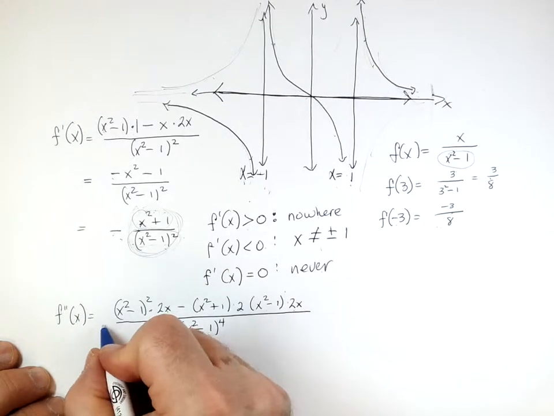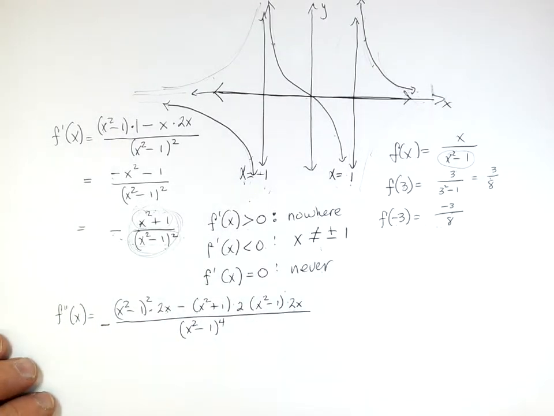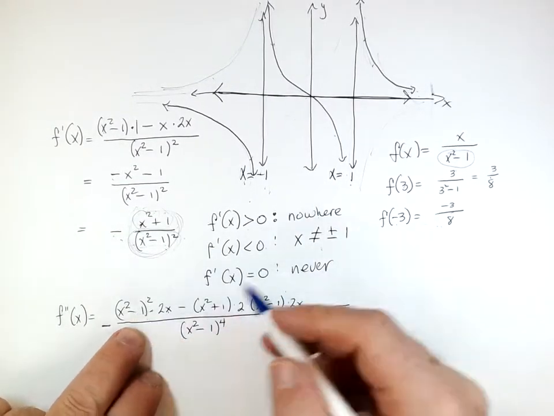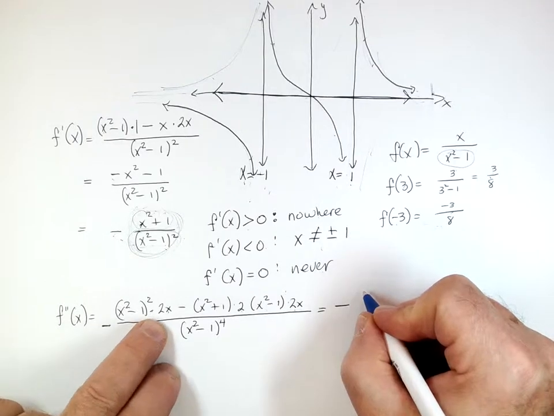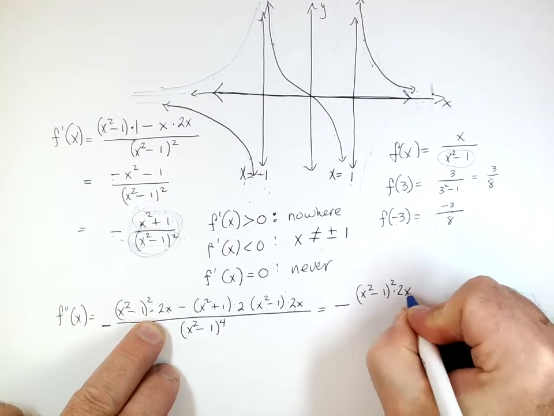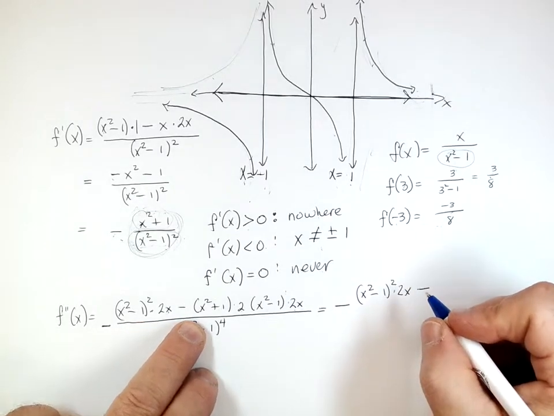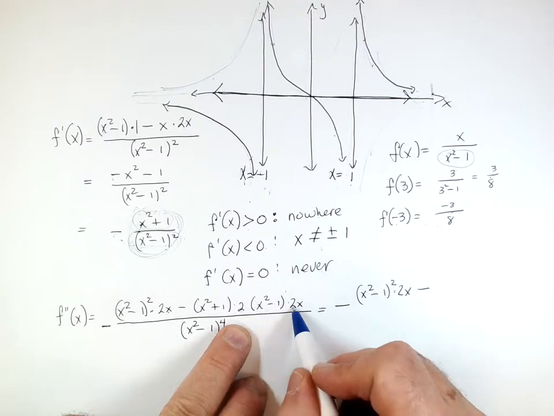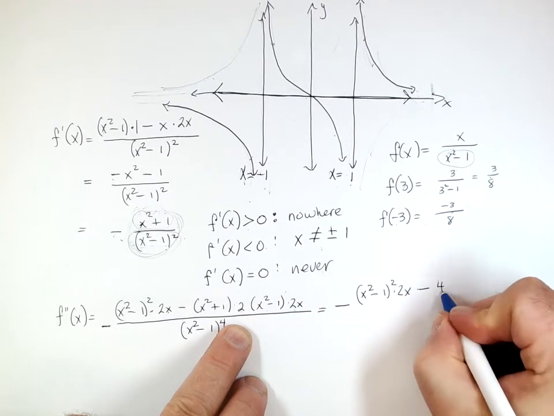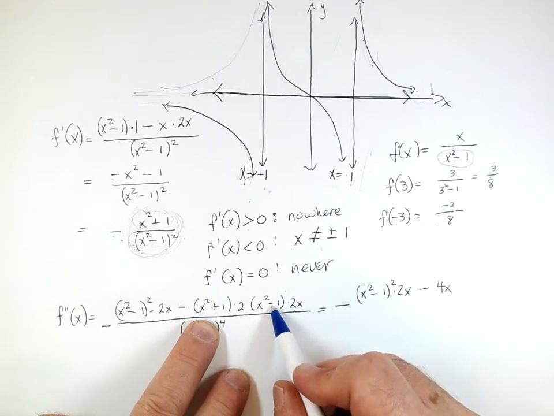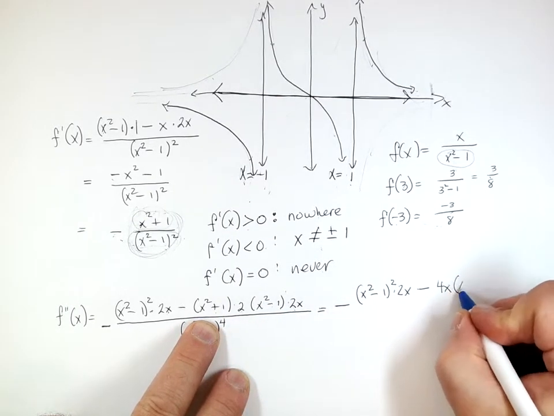And like I said, we got a negative to take out front. Okay, so put the negative back in there. So here's what I got right now, negative here. I've got x squared minus 1 squared times 2x. I'm going to leave that alone right now. Minus. Now, what I have here is a 4x times x squared plus 1 times x squared minus 1. Okay?